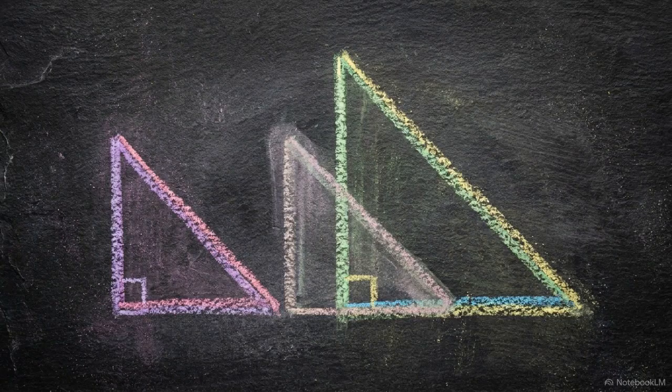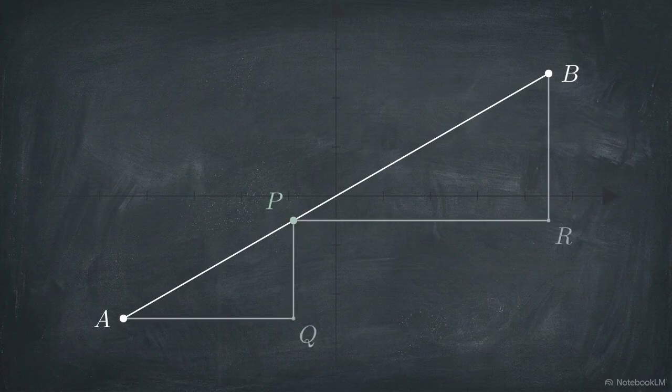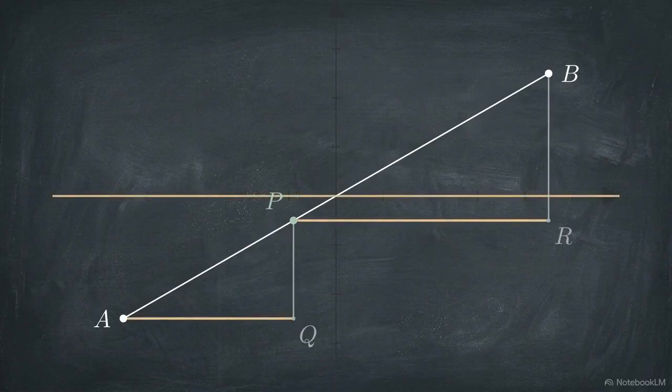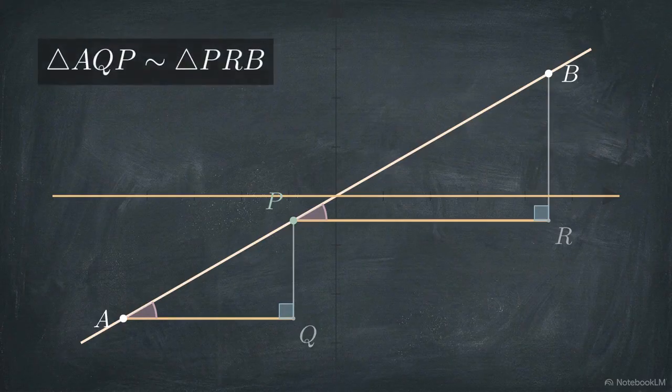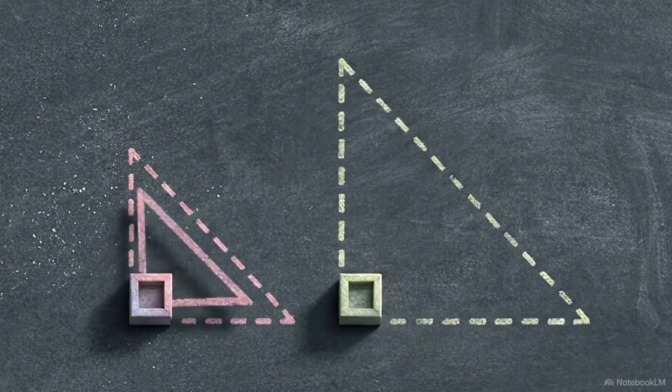Next, we must establish the mathematical relationship between these two triangles. The horizontal baselines, AQ and PR, are parallel to the x-axis. The slanted line segment AB acts as a transversal cutting through them. In geometry, corresponding angles created by a transversal are equal. Therefore, angle A and angle P are identical. Both triangles also share a 90-degree right angle at Q and R. This satisfies the angle-angle similarity test. Because two angles match, the triangles are mathematically similar.